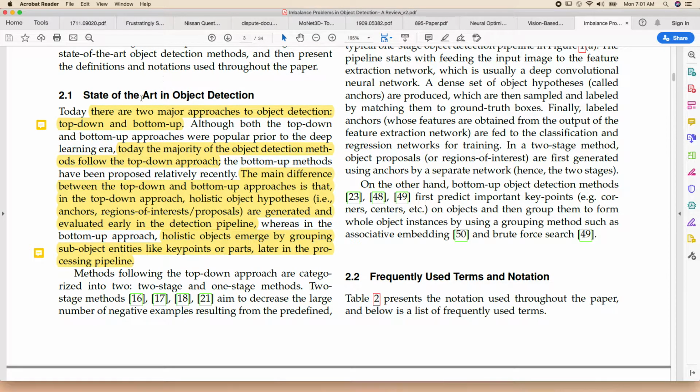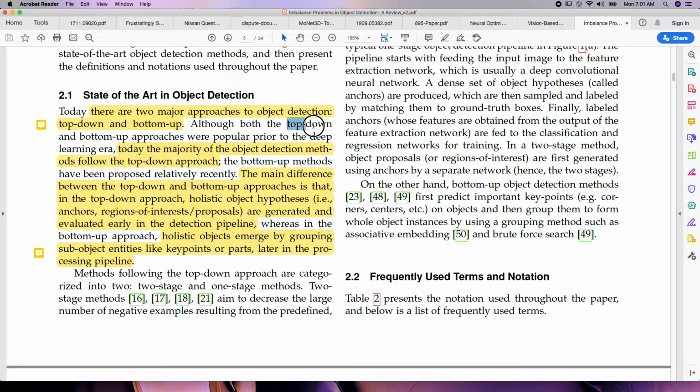Basically, there are two state-of-the-art approaches in object detection. You have the top-down approach, which is what we are used to, but there is another approach, which is the bottom-up approach. That's essentially introduced by Geoffrey Hinton with the capsule network. I stand to be corrected, but that's my intuition.